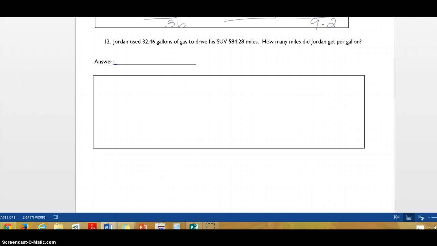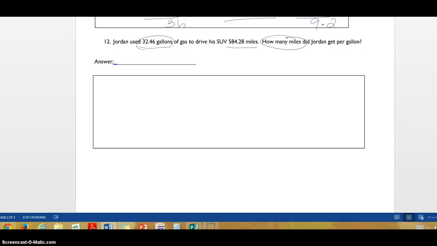Now, number 12. Jordan uses 32.46 gallons of gas to drive his SUV, a total of 584.28 miles. This is gallons and this is miles. How many miles did Jordan get per gallon? That's what we're trying to figure out. So that will be what we use to write our answer. Now you think about when you're filling up, or if your parents fill up their gas tank, you usually want to figure out how many miles per gallon they're getting.